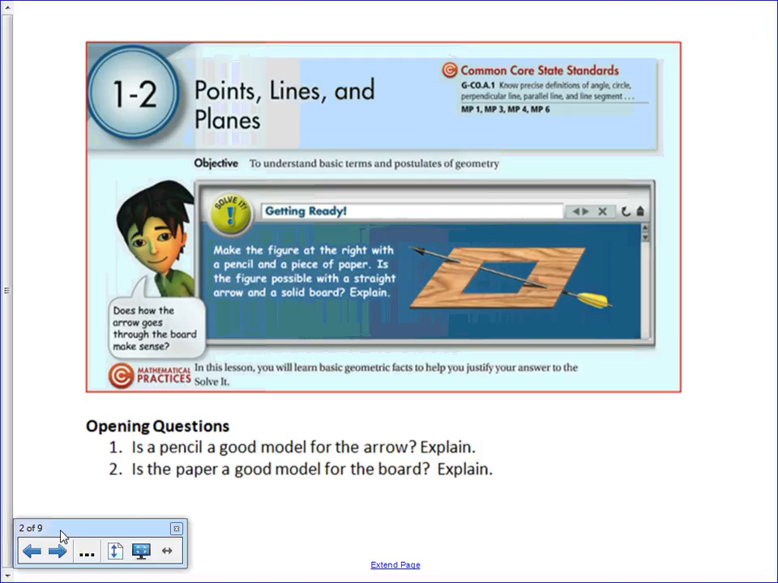To one of them, and that's the piece of paper. Because paper, we know it can bend. It's not solid like a board, but a pencil might be fine for an arrow. Our two opening questions here, though, to think about. And again, when you do these warm-ups, there's not always an exact answer. We'll talk about them sometimes in class. We'll kind of talk about them in the videos that you watch, but there's not always an exact correct answer.